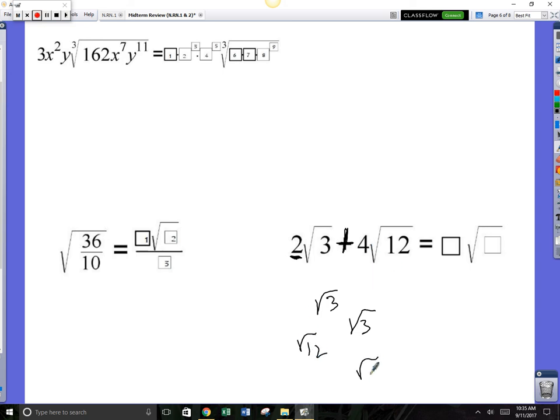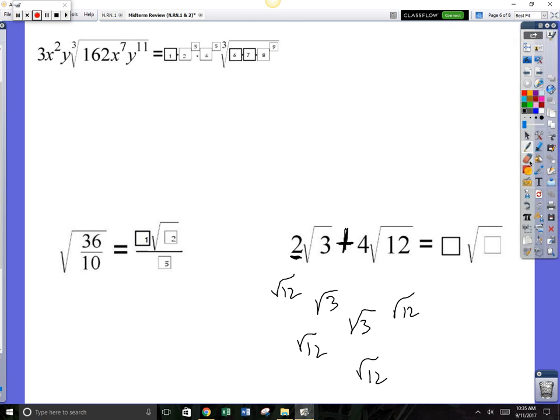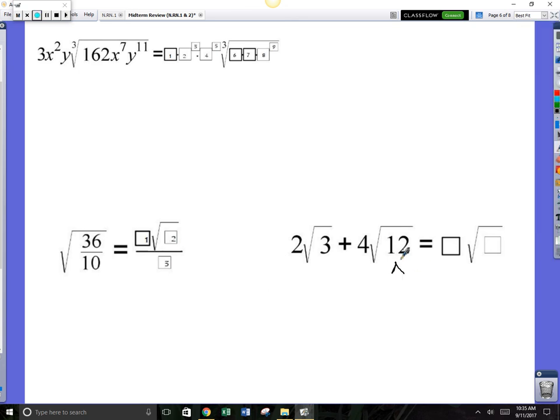So there's 1, 2, 3. So these are all your ingredients right here. You got 2 of these that are the same, and you got 4 of these that are the same. But the square roots of 3 are totally different than the square roots of 12, so they cannot combine together. So we're suspicious of the square roots of 12, because in 12 there's a square. So let's break down 12.